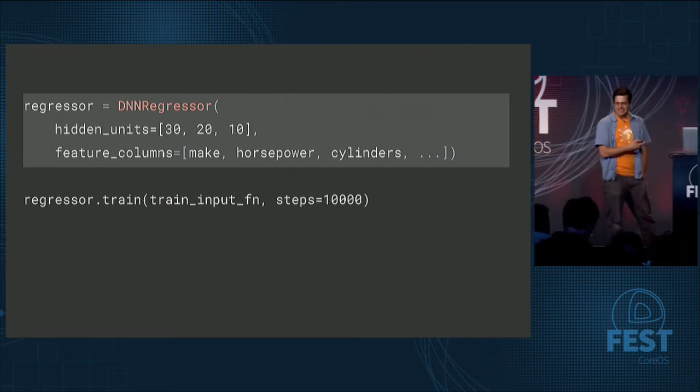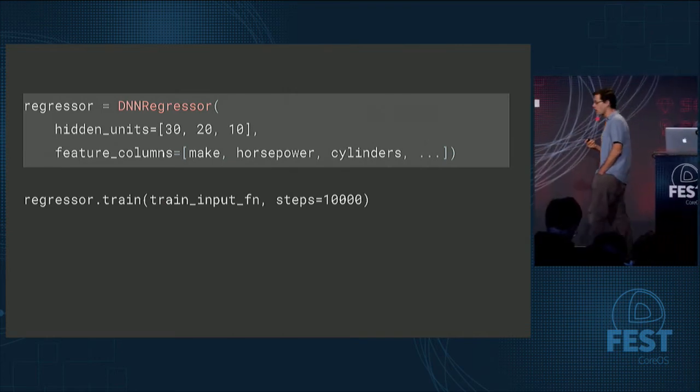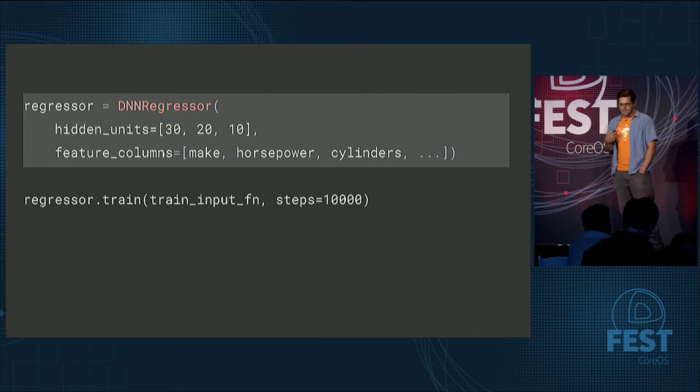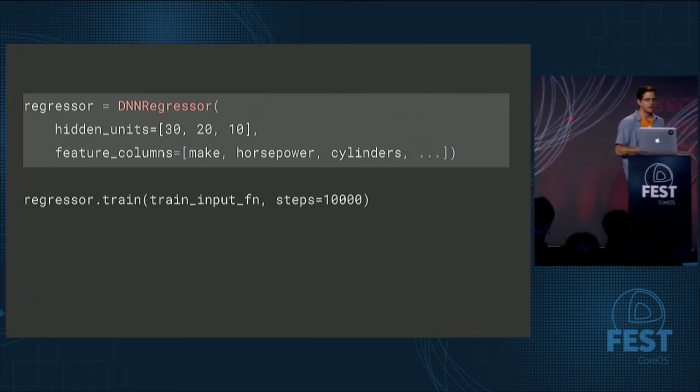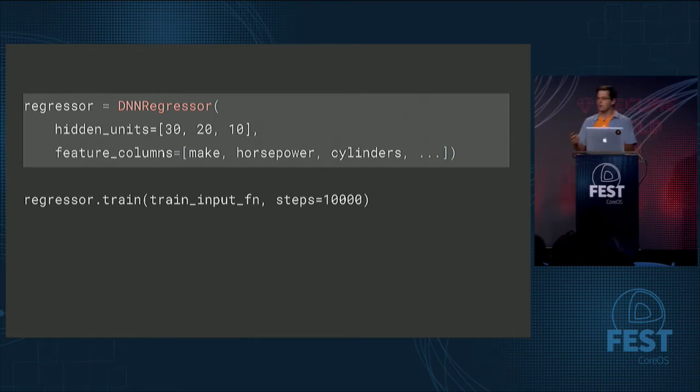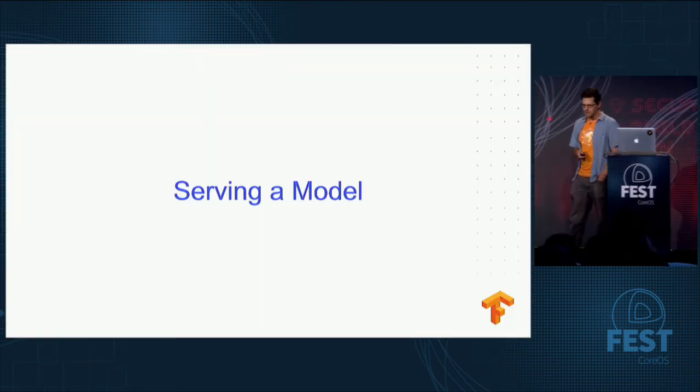I mean, here I'm building something tiny, just 60 neurons in total, but these canned models have built-in scalability. We provide these classes because we use them internally as well.